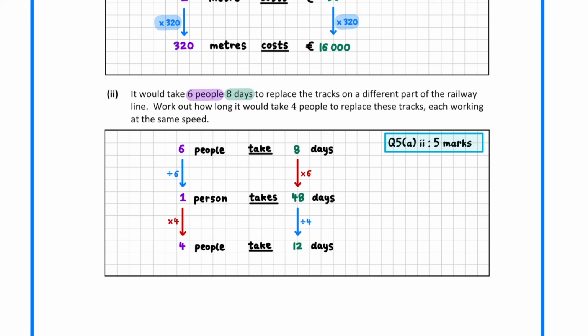In part 2, we are told it takes 6 people 8 days to lay down a railway track. We must figure out how long it would take 4 people to lay down the same track. The number of people and the time taken are inversely proportional. If I divide the number of people by 6, then the time taken will be multiplied by 6. Then, if I multiply the number of people by 4, the time taken will be divided by 4. This tells us that 4 people would take 12 days to complete the task.